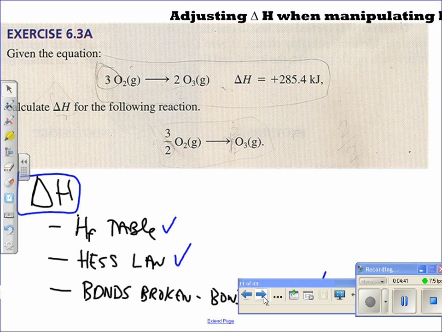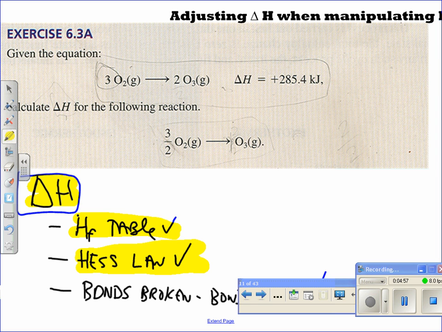There are 3 ways to find delta H, and you have to be able to find all of them. We learned this when we went through in chapter 6. First way is a heat of formation table, which I'm going to show you in a little bit. Second way is Hess's law. We actually did a lab right before spring break.